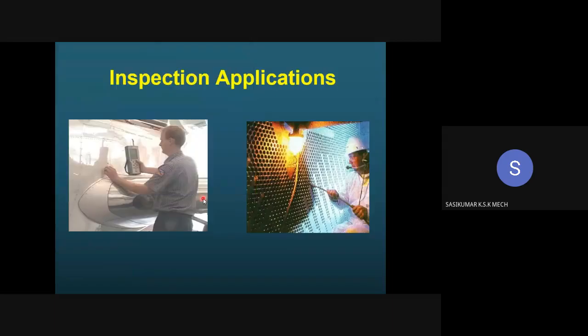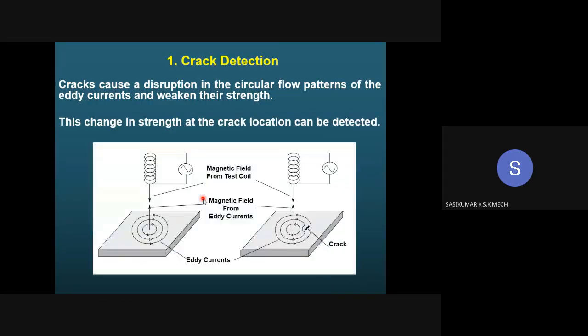The thickness of the aircraft and cracks present in the aircraft. In a boiler shell, you may want to check the thickness of the tube due to corrosion and erosion like that. First of all, it is used to identify the crack. So detection of crack is done using this eddy current testing method.